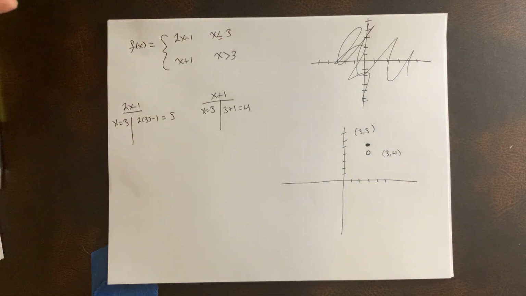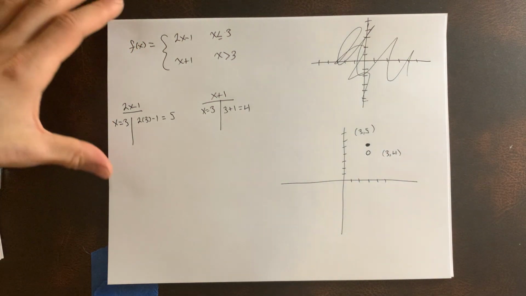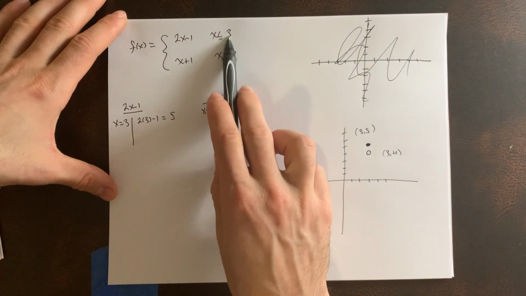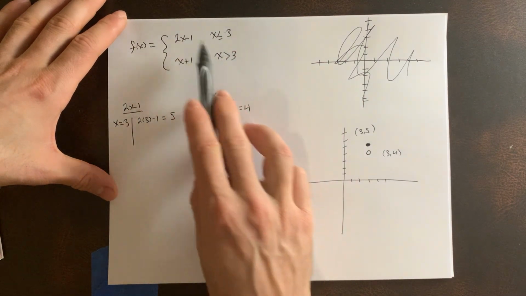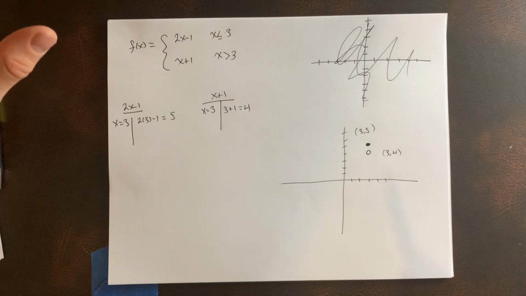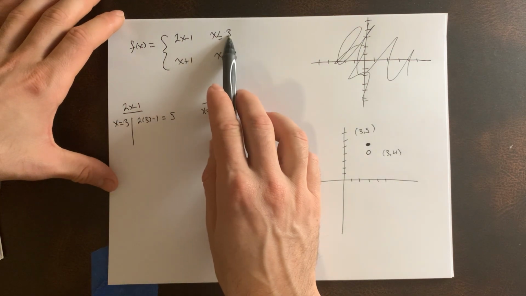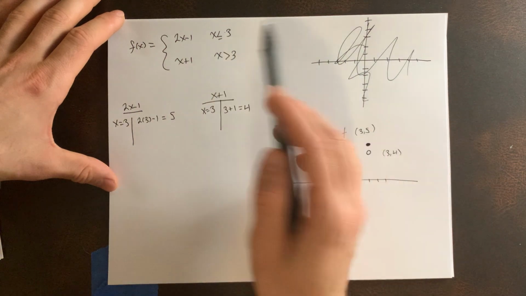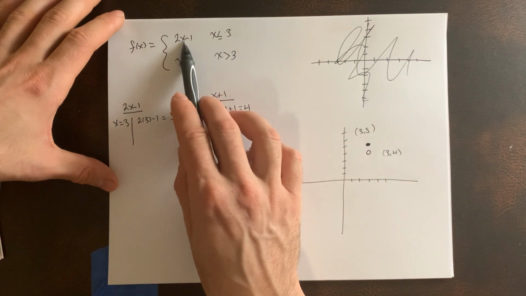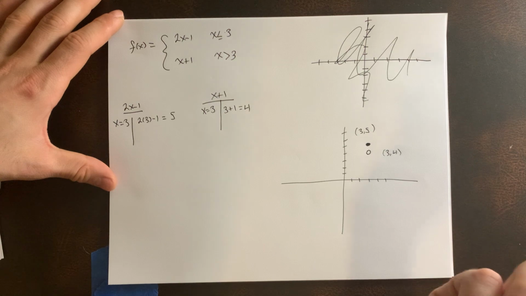Okay, so now after we do that first step, so the first step is we just see this number over here and we're going to plug that number into both of these equations. Now what we want to do is, well, for this equation right here, this is for numbers less than or equal to 3. So let's just choose another number less than or equal to 3 to plug into this one. So for example, 0.